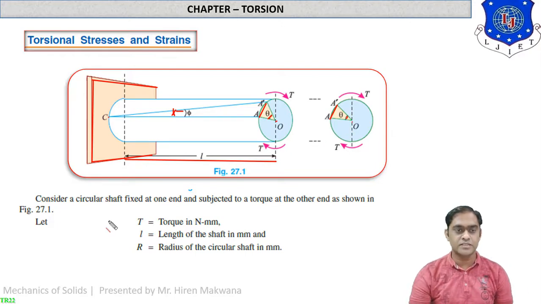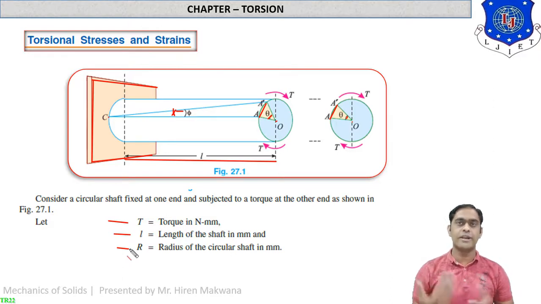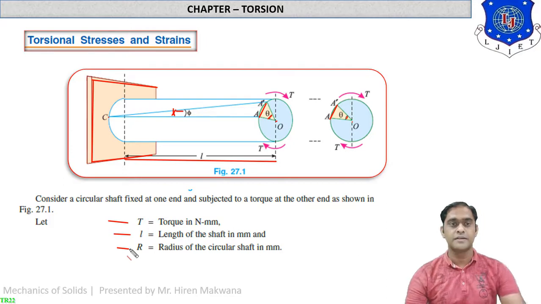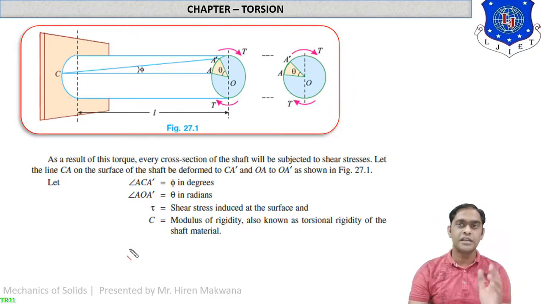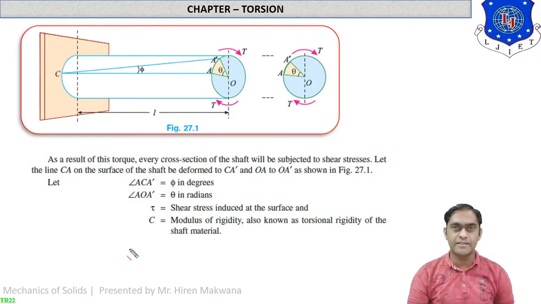Let us see some notations. T is equal to torque in Newton into mm, L is equal to length of the shaft in mm, and R is equal to radius of the circular shaft in mm. So these are the notations which are used for the numericals and for the formulas. Let us see ahead. The same figure is carried forward on each and every page for your better understanding.